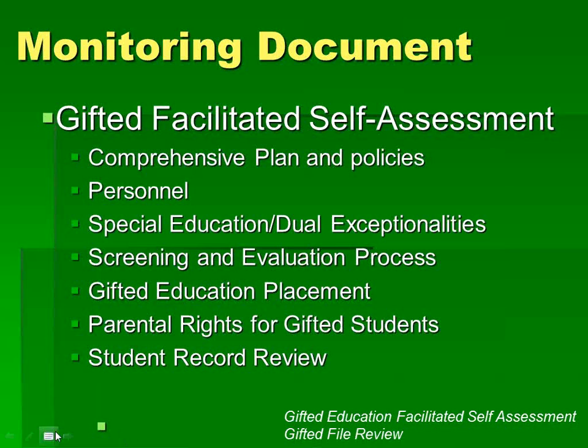And the last one is student record review. That's where we just review those 10 records. And you will be given the names for 14 students. That's in case somebody moves or something, or for some reason those names change. I would still have 10 to review. And I will choose the 10 out of the 14 when I get to the school district. And the list of 14 comes right out of the PIMS data.